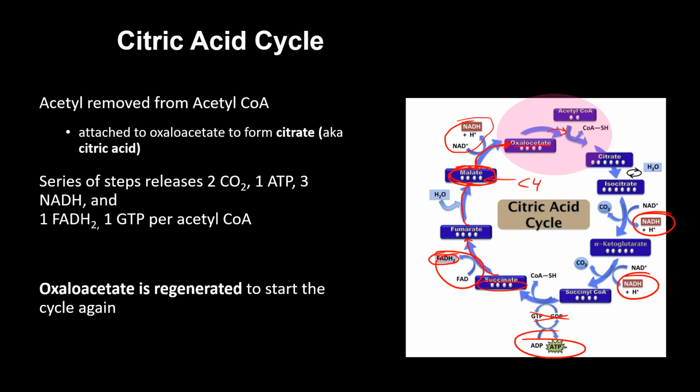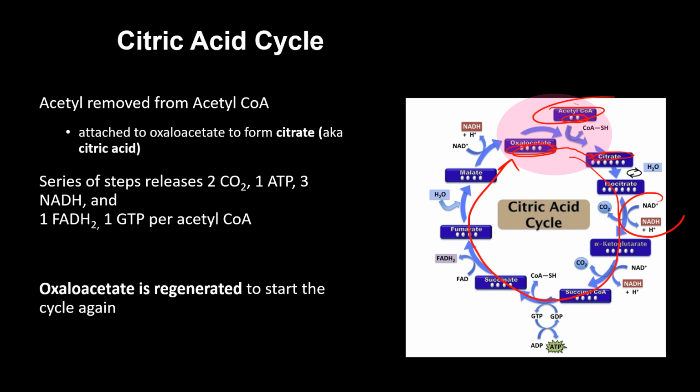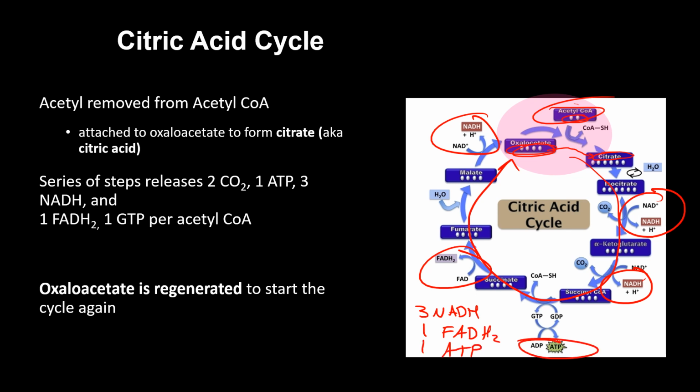All right, so let's go back now and look at what we need to know. We start with an acetyl group. It gets attached to a 4-carbon molecule, so the 4 and the 2 come together and you get 6, citrate, and that's all you have to know here. Then know the products. In the process of going downhill, we have 3 NADHs, 1 FADH2, 1 ATP per cycle. Okay, this is per cycle.